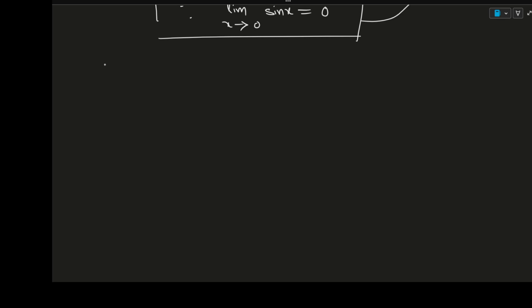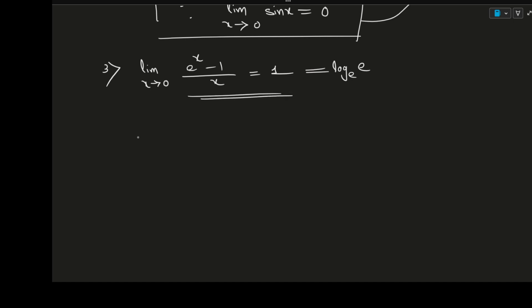And before that, I would like to write one another formula, that is limit x tends to 0 e to the power x minus 1 by x is equal to 1. In our previous result we have log e to the base a, here a is e, so log e to the base e is 1. So it is very clear. Now we'll pick some problems.